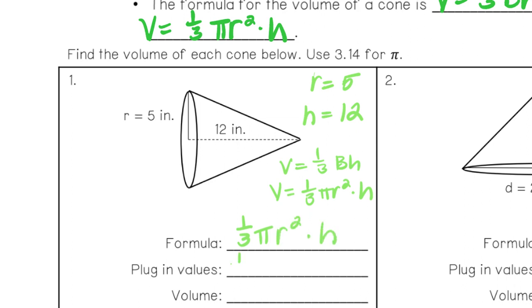So now I'm going to plug in those numbers. 1/3. We're going to use 3.14 for pi. The radius is 5, so 5 squared times the height, which is 12. So at this point, you put all of this into Desmos. And when you do so, you end up with a volume of 314, and we're talking inches cubed.